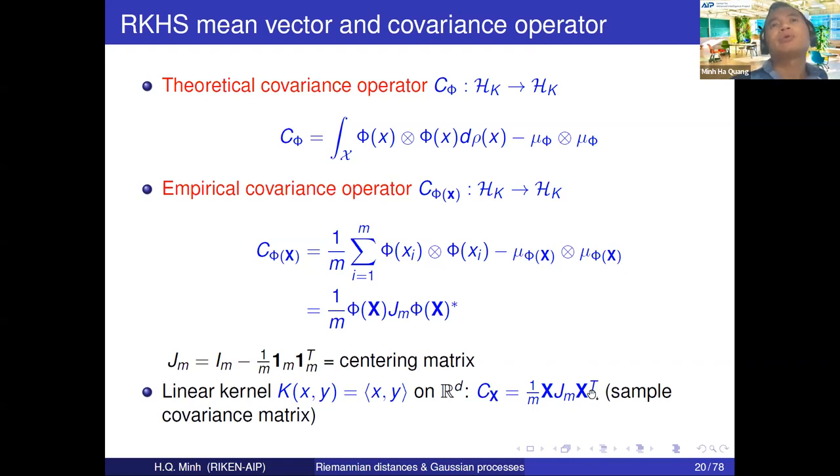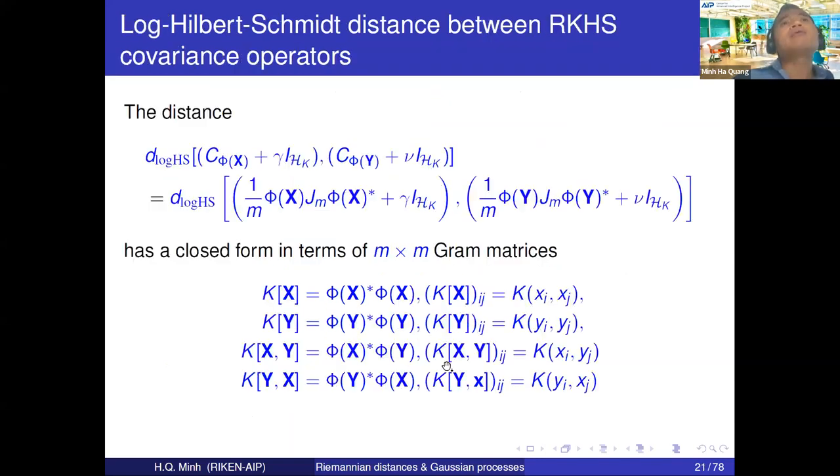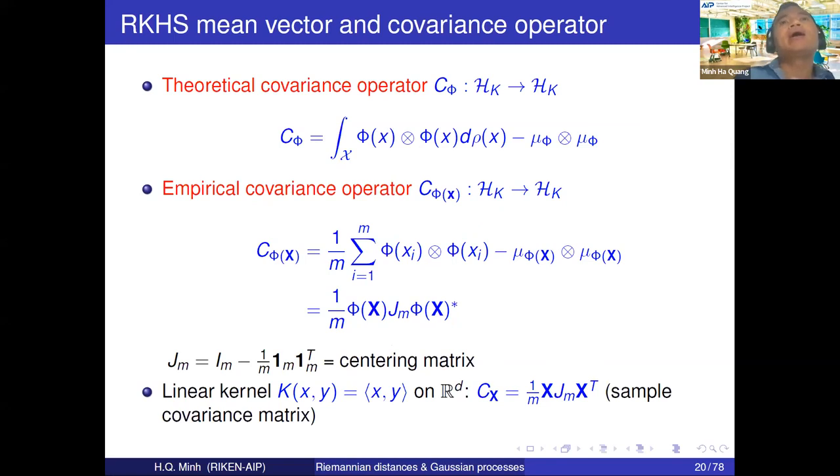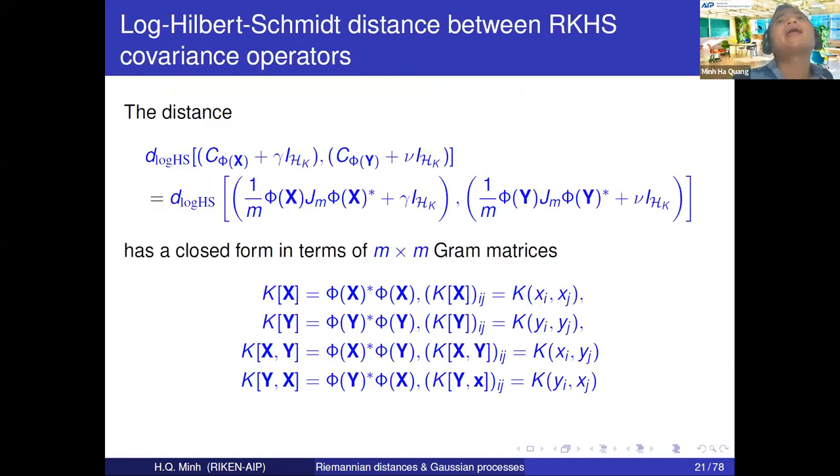X times x transpose. Sometimes we can actually use 1 over m minus 1 as well, but I'm just going to use 1 over m for simplicity. Now, we can define, even for a kernel, the RKHS covariance operator in this form, and then the distance between two RKHS covariance operators can be given in closed form, between CVX plus gamma I and CVX plus gamma mu I.